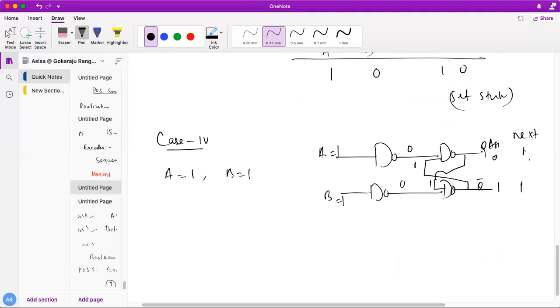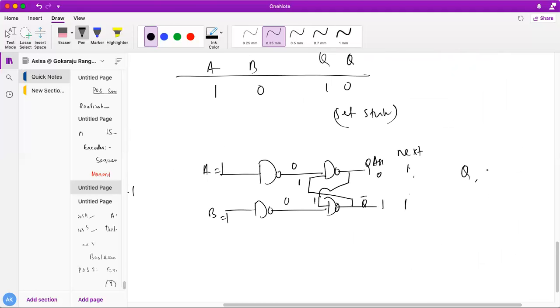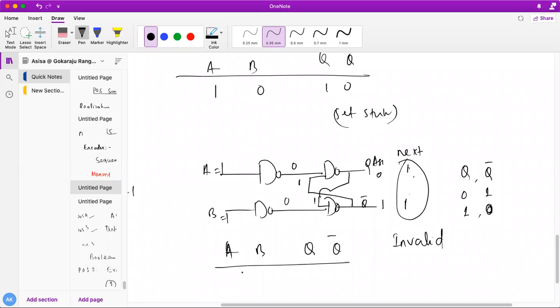1, 1 means what actually, students? Q and Q bar can be neither 1, 1. If it is 0, it should be 1. If it is 1, it should be 0. But here I'm getting next state 1, 1, which means it's invalid. So if I give 1, 1 at the input, A, B equal to 1, 1, then Q and Q bar are 1, 1, and I'm getting an invalid output.